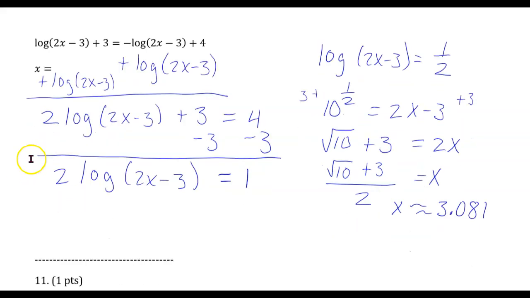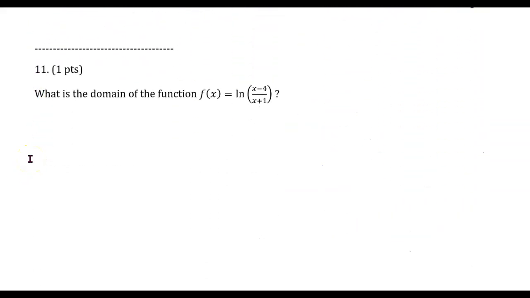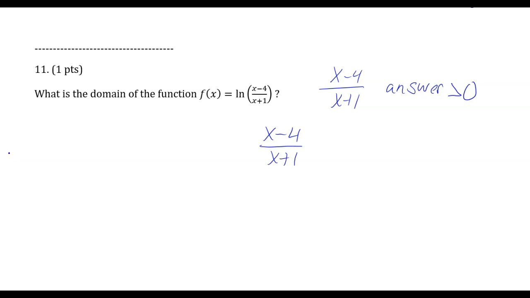Let's take a look at the last problem we have in this homework set. What is the domain of the function natural log of (x minus 4) divided by (x plus 1)? When we're looking at this particular problem, remember that this is all part of the answer part. The (x minus 4) divided by (x plus 1) is the answer part, which must be greater than 0. That means that (x minus 4) divided by (x plus 1) has to be strictly greater than 0.